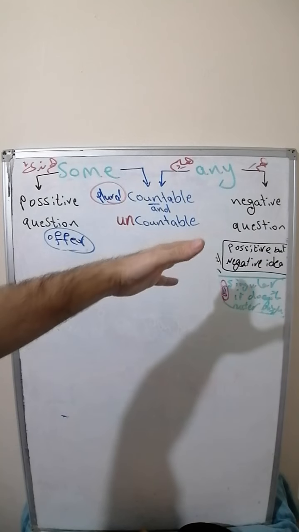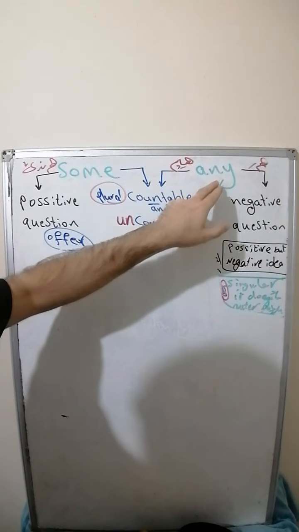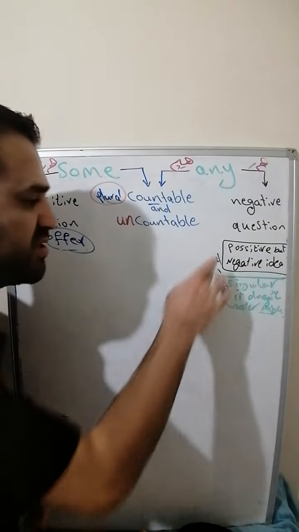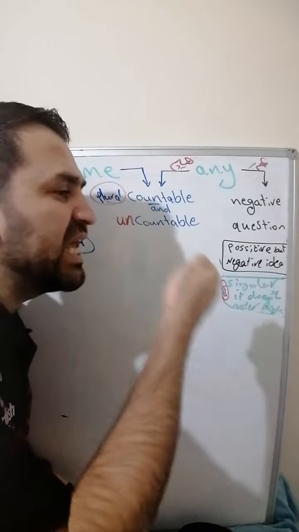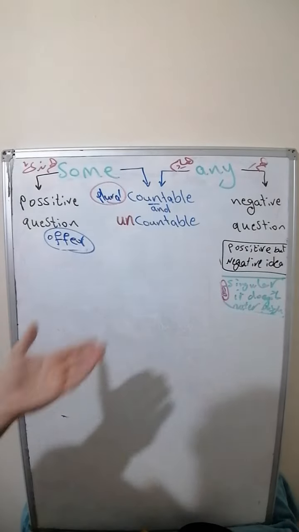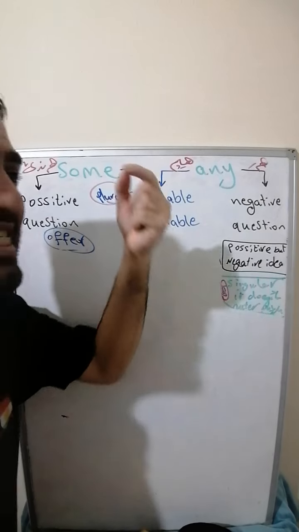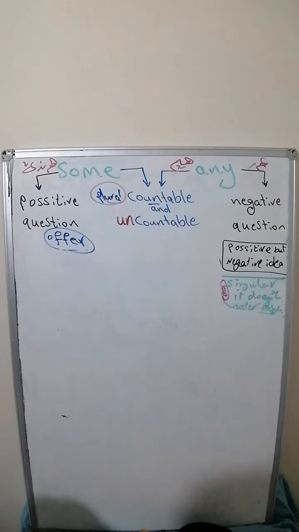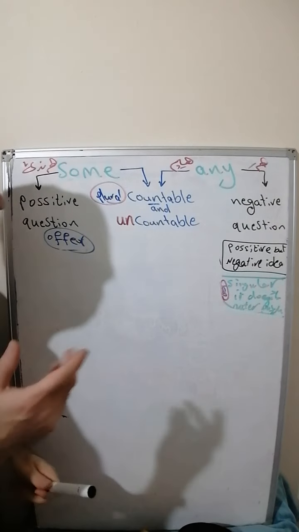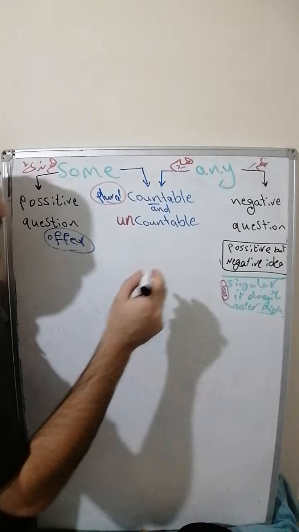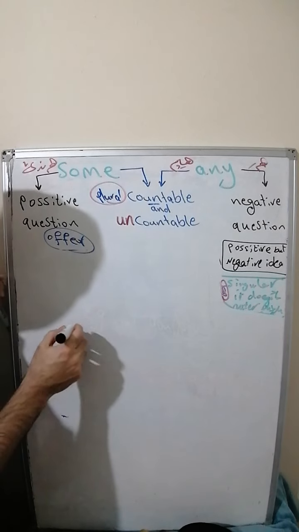As I mentioned, any is used with negative sentences, but sometimes you provide or express a sentence which is basically positive but has a negative idea. Look at the sentence here.